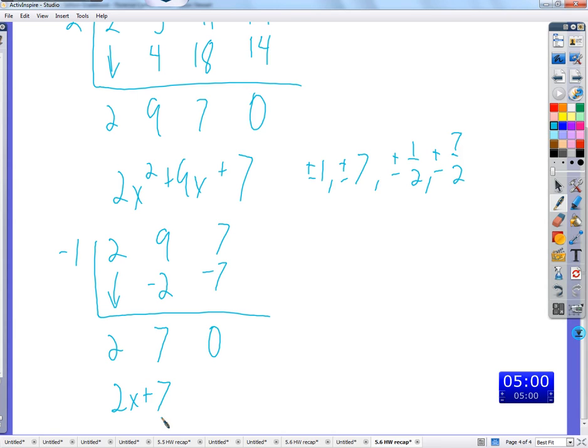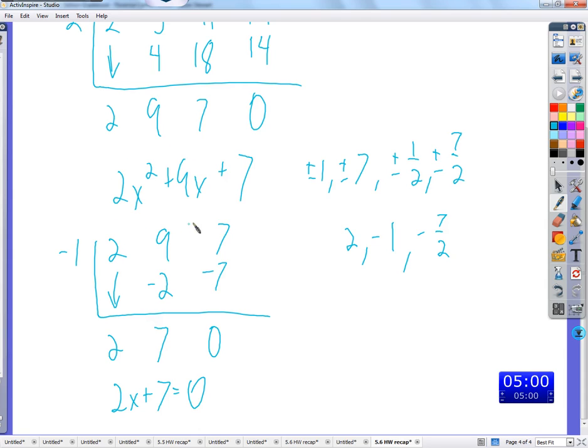So we just found zeros of 2 and negative 1, and how do we find the zeros from this factor? It equals 0, that's the whole idea. Subtract 7, divide by 2, and we get -7/2. Well, what else could we have done?